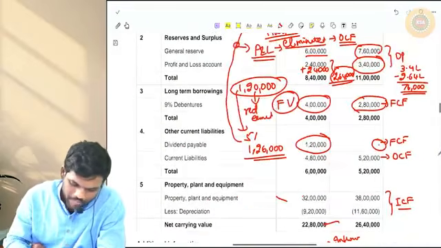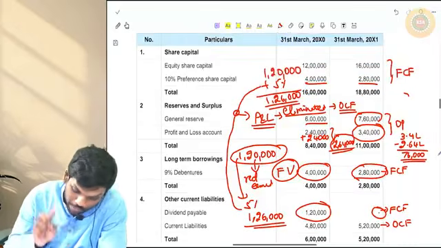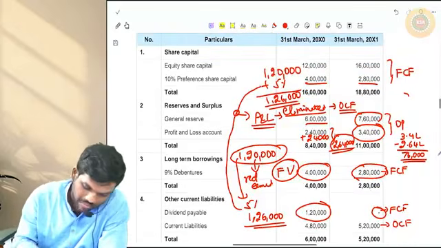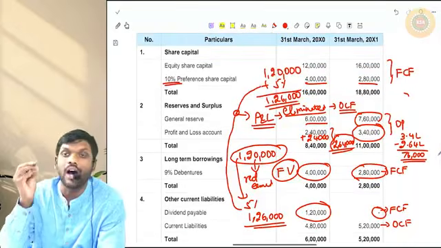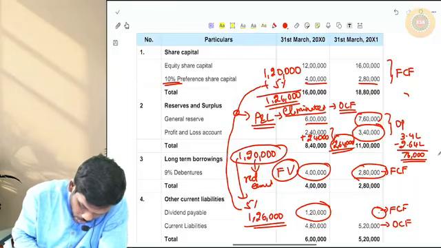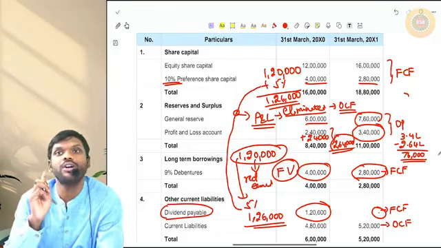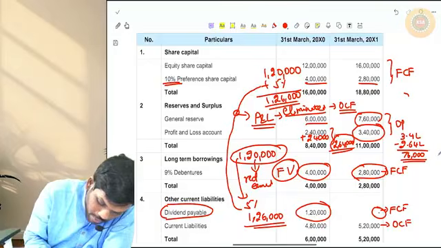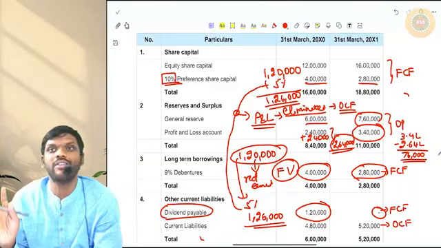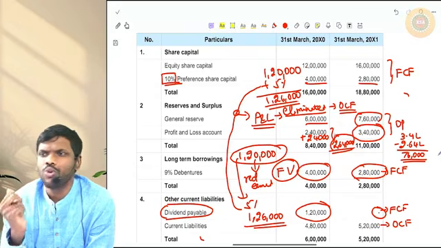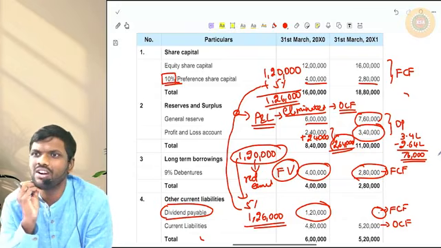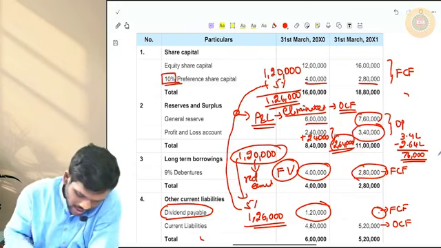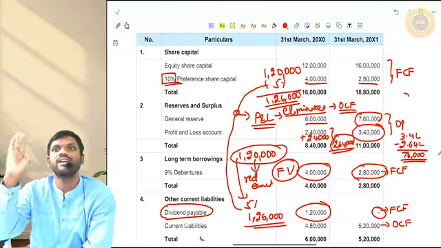Okay, remember, for preference share capital also, ICAI always assumes that it is included as a part of this dividend. Don't take separate dividend for preference share capital. They will tempt you by giving this 10%, but they will never take it in the answer. You will also think, why is preference dividend not taken? Because ICAI assumes that it is already included inside this dividend.